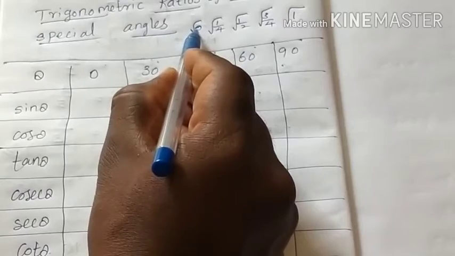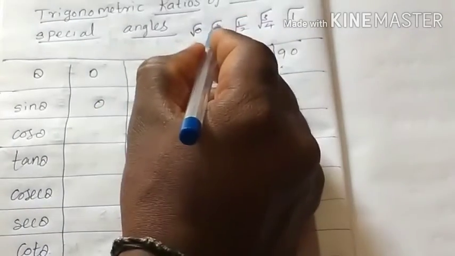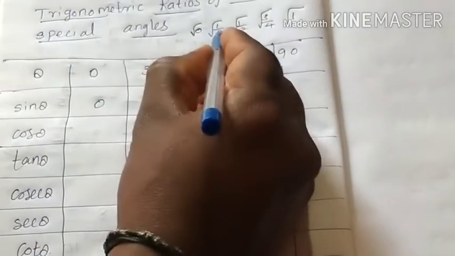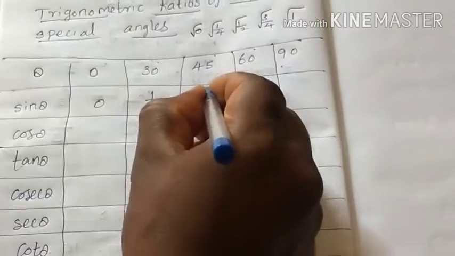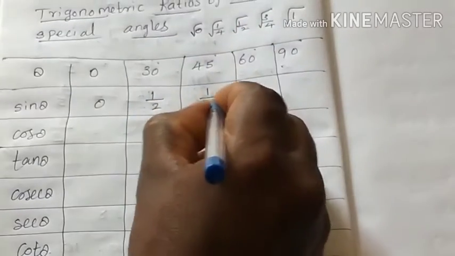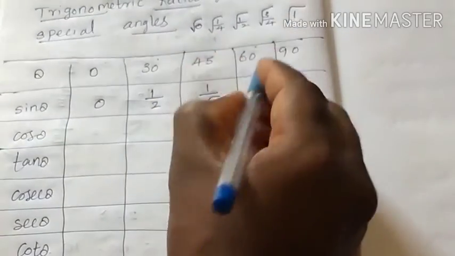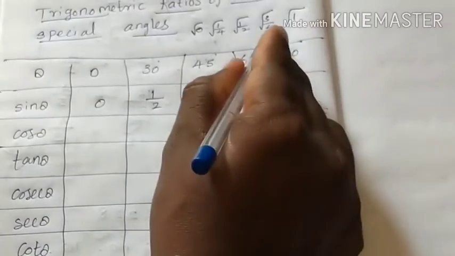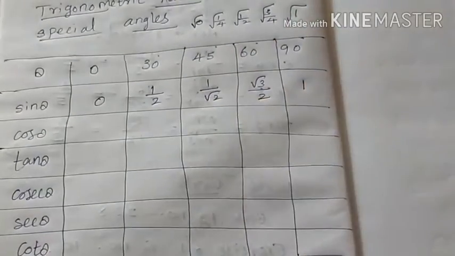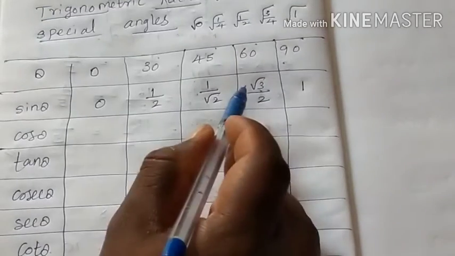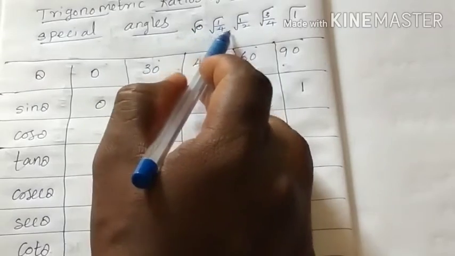The square root of 0 is 0. The square root of 1 by 4 is 1 divided by 2. Then the square root of 1 by 2 is 1 by root 2, and the square root of 3 by 4 is root 3 divided by 2. Then the square root of 1 is 1. Have you understood this? It is an easy concept. So the weights 0, 1 by 4, 1 by 2, 3 by 4, 1 give the sine values.